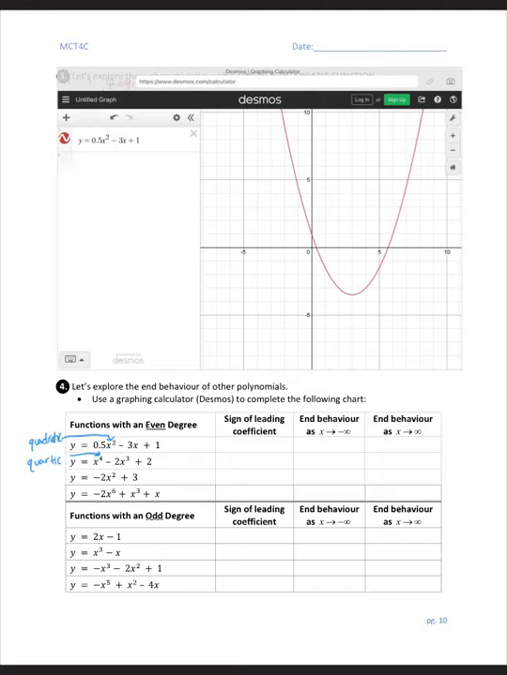So first of all, the sign of the leading coefficient. My leading coefficient is 0.5. It's the number that's on my highest degree x value. So x squared has a 0.5 on it. So the sign of my leading coefficient is positive.